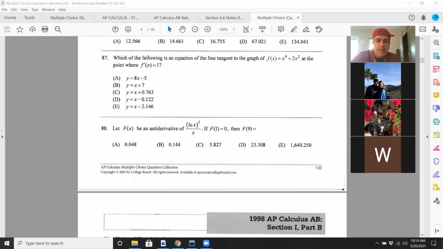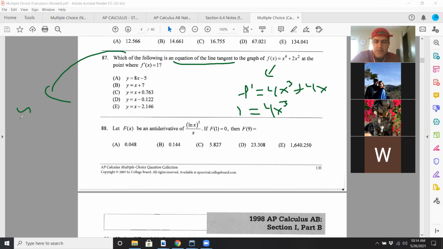For 87, they want the equation of the tangent line. Well, f prime, of course, is 4x cubed plus 4x, right? And f prime is 1. So I can actually solve for x, because I know 1 is going to be my slope. And yes, I know the equation in point-slope form. Plug in 1 for the slope, easy peasy. But I don't know what x value or y coordinate this happens at. Where's the point of tangency?